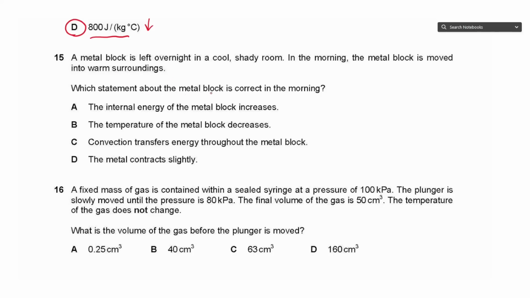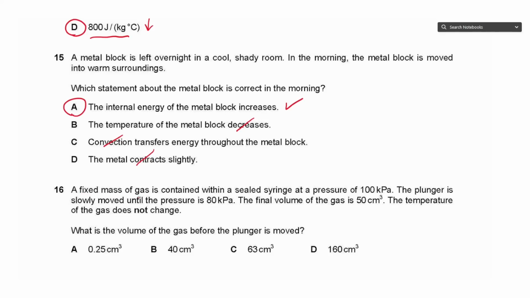Which statement about the metal block is correct in the morning? The internal energy of the metal block increases. Yes, because the molecules gained energy. The temperature of the block decreases. No, the convection transfers energy through the metal block. This is a solid object, so there is no convection. The metal contracts slightly. No, the temperature increases, which means that the volume should increase. Thermal expansion, not contraction. So the answer is A.